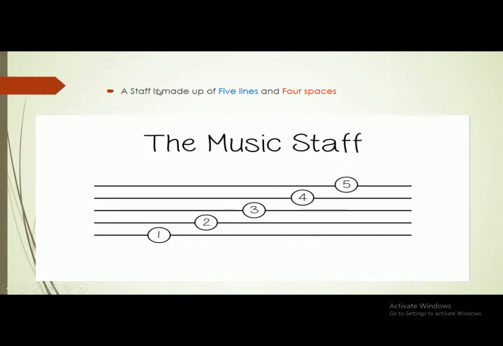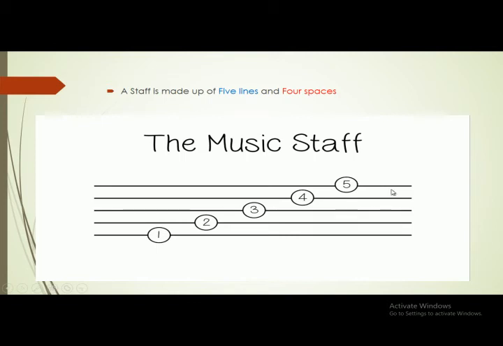Now our statement here is a staff is made up of 5 lines and 4 spaces. Which spaces are these? The spaces that we're talking about here are the distance from one line to the other line. This distance here, you see? So this one is called a space. Space 1 here, space 2 here, space 3 here, and space 4. So if we count the spaces, we've got 1, 2, 3, 4.